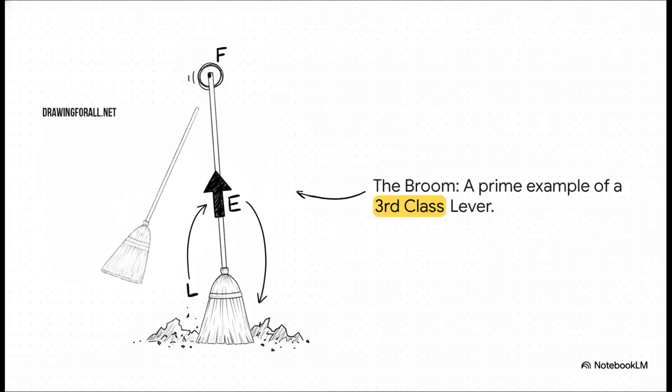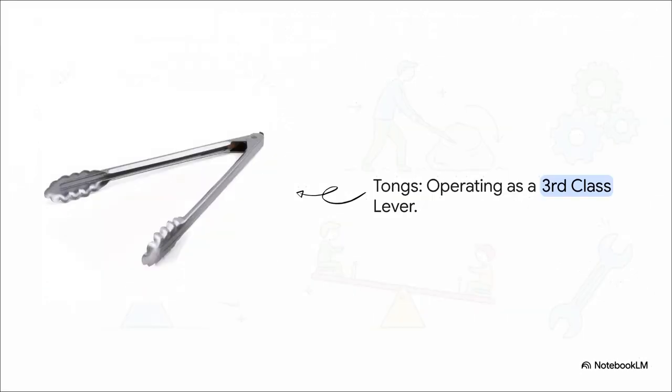yep, this is a third-class lever. Okay, what about a pair of kitchen tongs? Well, they're permanently joined at the back, so that hinge is obviously the fulcrum. We squeeze them with our hand right in the middle. There's the effort. And they grab a piece of food at the open end. That's our load. Once again, the effort is squarely in the middle. Tongs operate on the exact same mechanical principle as the broom or even a fishing rod. They are all fantastic examples of third-class levers.